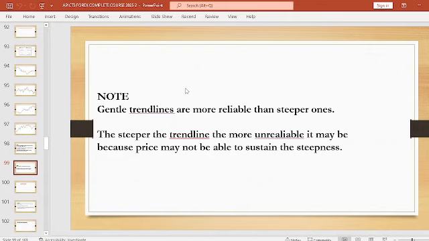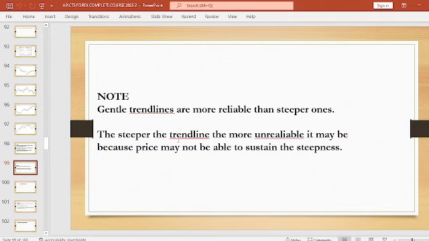Note, gentle trend lines are more reliable than steeper trend lines when it comes to trend line bounce. So when you're doing your trend line bounce, your trend line strategy, and you can see that the trend line is very steep, price will not be able to sustain it. If you enter at the bounce or the third bounce of a steep trend line, what we're trying to tell you is that don't stay too long on it. You close your trade as fast as possible.